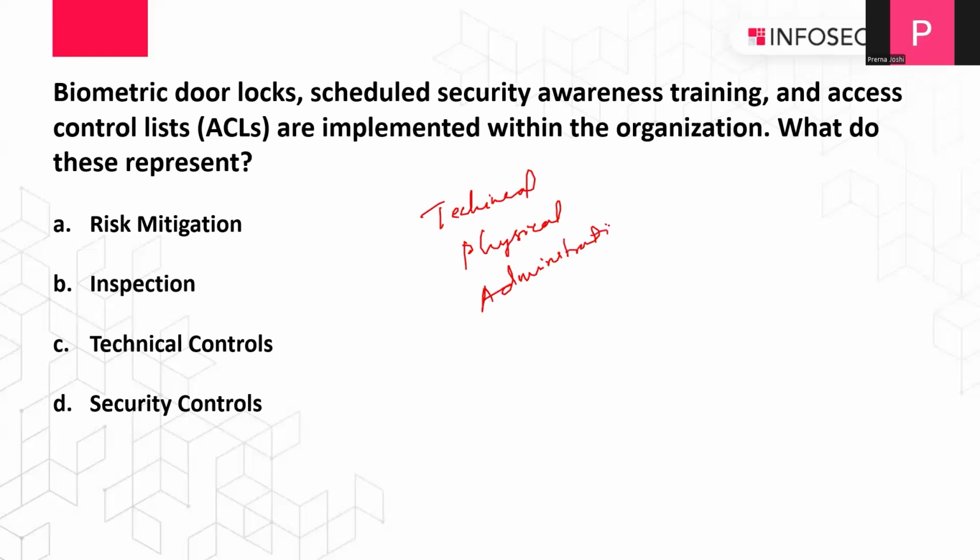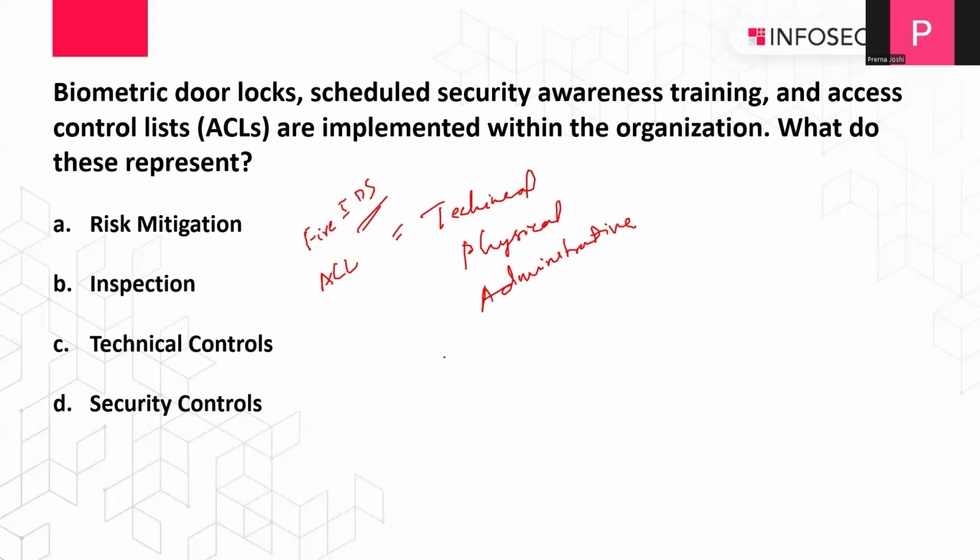Technical control means using technology to reduce vulnerabilities and manage the risk. Here we talk about hardware, software, and technical processes. Let's say a firewall is a technical control. Encryption, which we use to maintain confidentiality, is also a technical control. Access control lists, firewalls, and IDS, intrusion detection systems, are all technical controls.